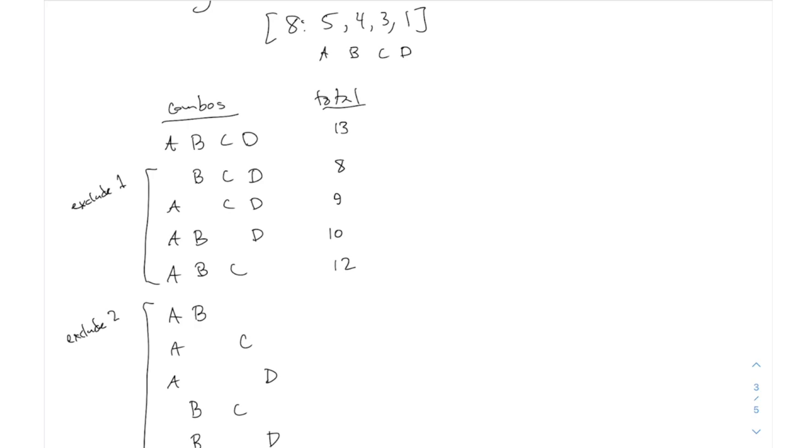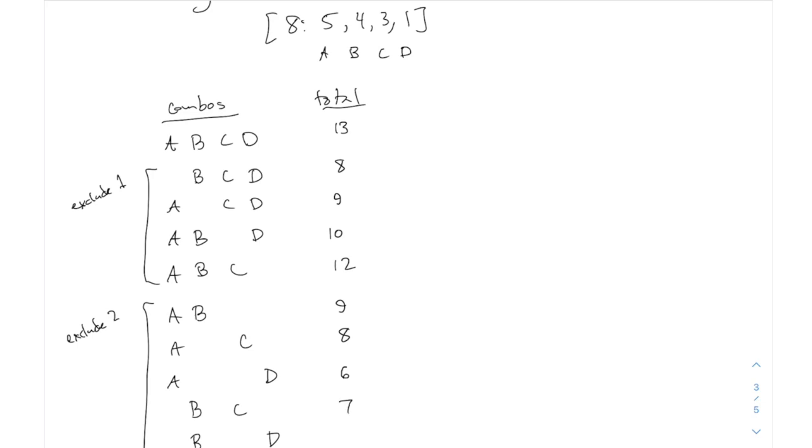I hope you're comfortable adding them. You don't have to do it fast. You just have to do it right. Okay? Next is just A and B. That adds up to 9, which does still meet the quota. Just A and C adds up to 8. A and D adds up to 6. B and C adds up to 7.